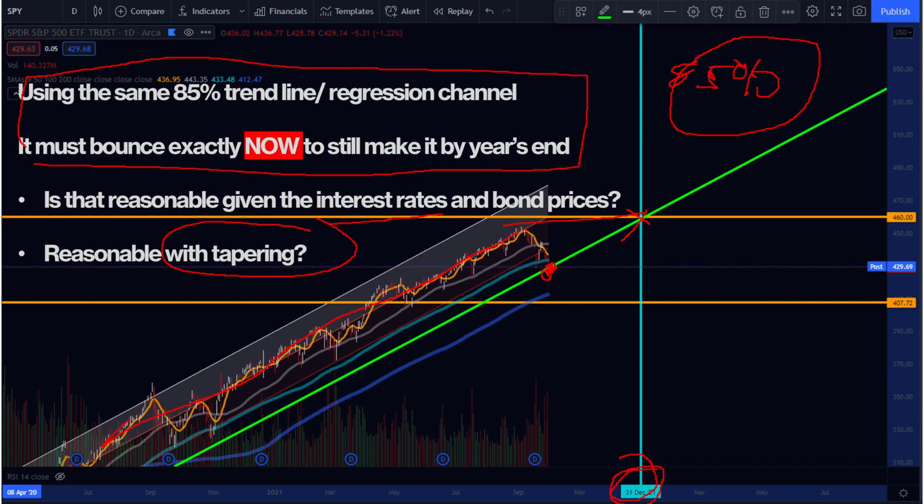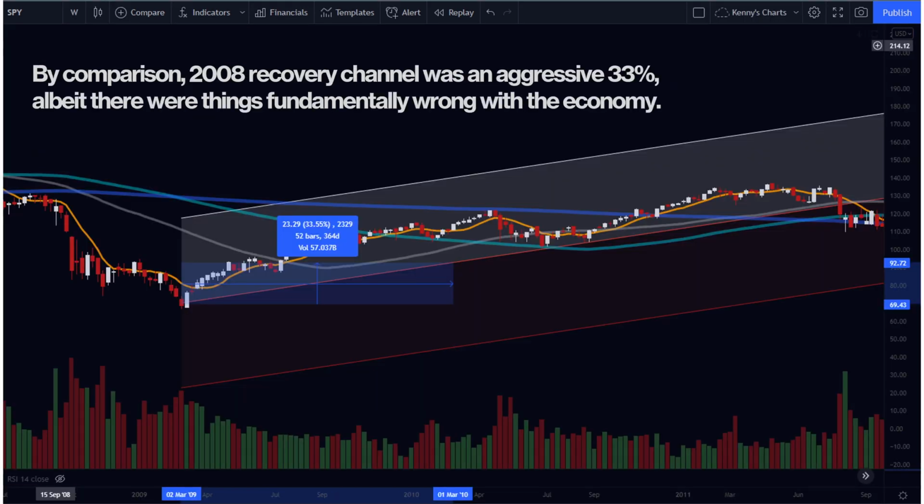So we know tapering is coming, and is that kind of feasible, reasonable? I would kind of argue not, right? My point to this is I don't know that 460 happens, and I think we probably go kind of flat from here. By comparison, in 2008, the recovery channel here, this is obviously from a real actual fundamental correction in the economy, but the 2008 recovery was 33%, right? And that's what that channel looks like, just as a comparison.